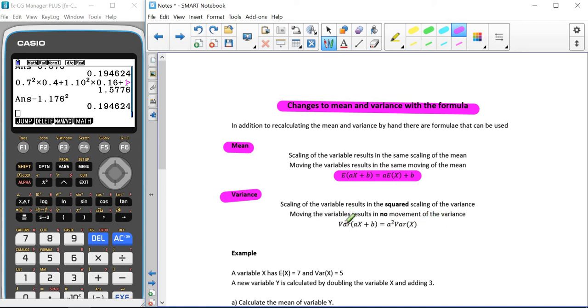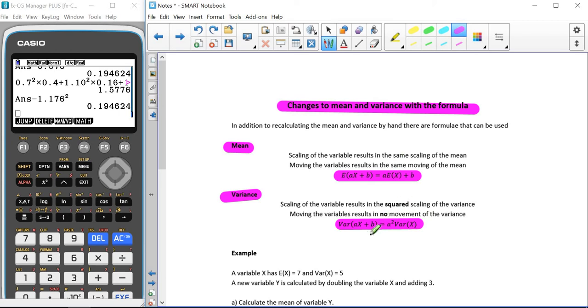For the variance, we saw that when we added on a value, it didn't change the variance at all. But if you noticed before, when we were halving our values, that meant the variance was multiplied by a quarter. When we were doubling our values, the variance was multiplied by 4, which gives us this formula here. Adding on a value and taking off a value made no difference to the variance.